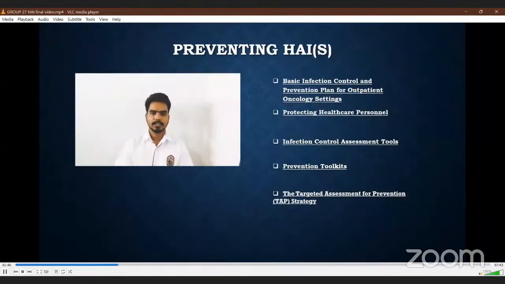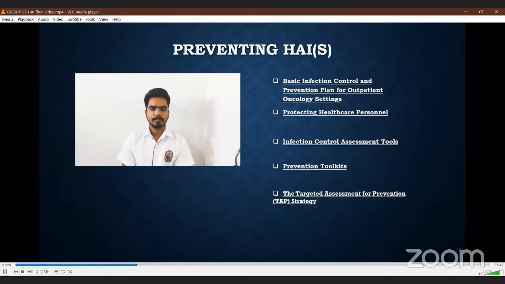Preventing HAIs: Infection Control Assessment Tools, ICAR, Infection Control Assessment and Response, and Infection Prevention Toolkits, Long-Term Care Facilities, LTCF Prevention Tools, and Dialysis Infection Prevention Tool Programs. The Targeted Assessment for Prevention, that is the TAP strategy. The TAP strategy is a method to use data for action to prevent HAIs. The TAP strategy is a framework for quality improvement.